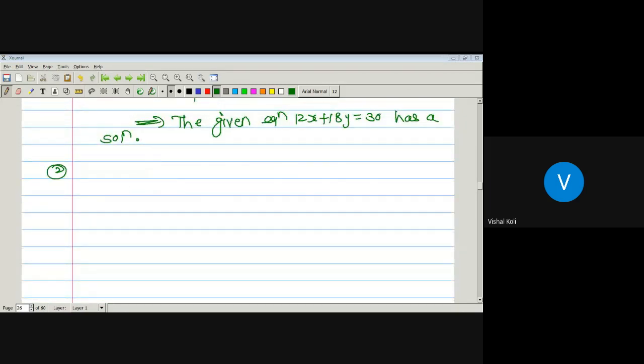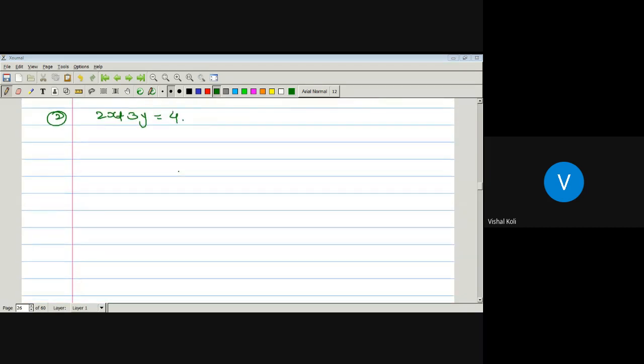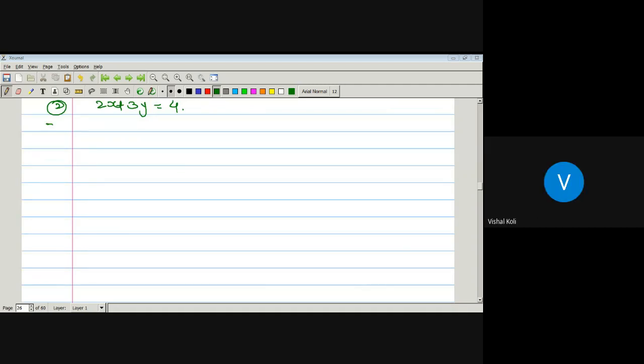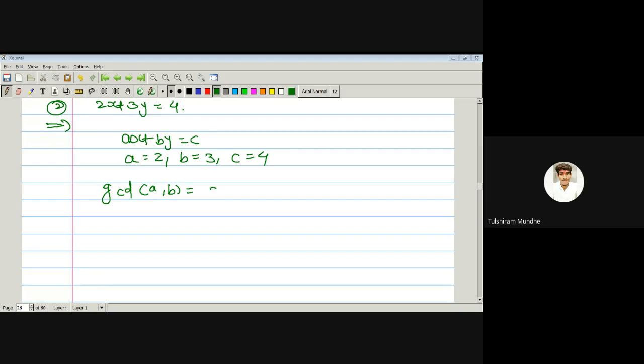Now the second example, 2x plus 3y equal to 4. Tell me whether this linear Diophantine equation has a solution or not. Again, we have to compare this one with ax plus by equal to c. What is the value of a then? a is 2, b is 3, and c is 4. And what is the GCD of a, b? GCD of 2 and 3 is 1, and 1 must divide 4. So 2x plus 3y equal to 4 has a solution.